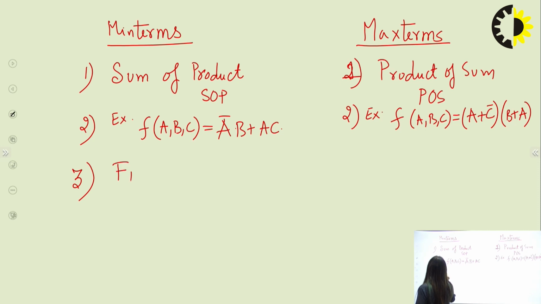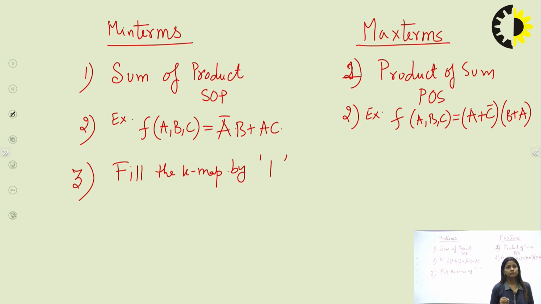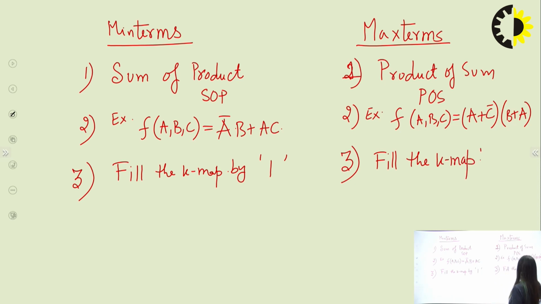Okay, now next is we will fill the K-map by 1. The K-map we will make, and then I will fill the K-map by 1 entries. This is very important. In binary system, there are only 2 bits. One is bit 1 and another one is bit 0. So when I use the SOP, then I will fill the K-map with the 1 entries. Similarly, in the case of max term, I will fill the K-map by 0 entries. This is important. So be very cautious when you are filling the K-map and try to understand whether the K-map is to be filled by 1 or by 0. This is important.